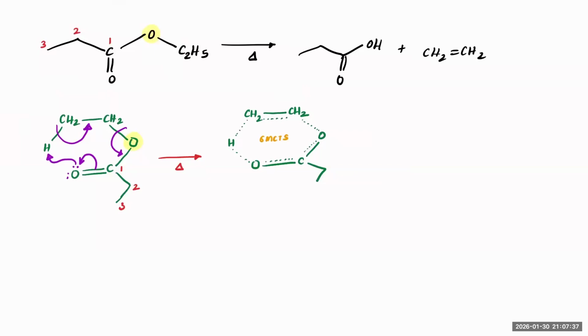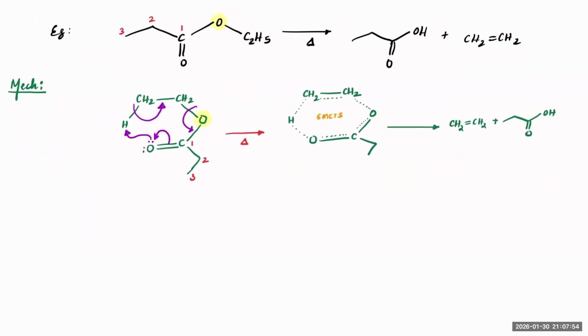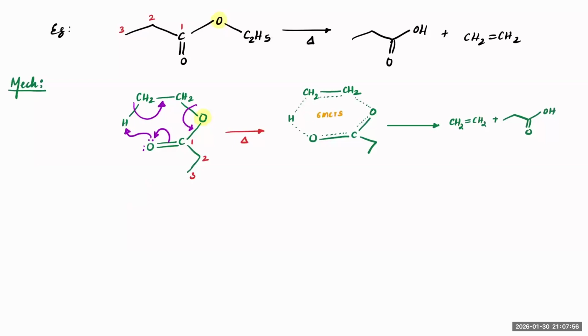Due to the six-membered cyclic transition state, as it breaks down, you will get CH2 double bond CH2 plus we have this as double bond O and OH, propanoic acid. That's how we will get an alkene here. I guess all of you understood how we got the alkene.